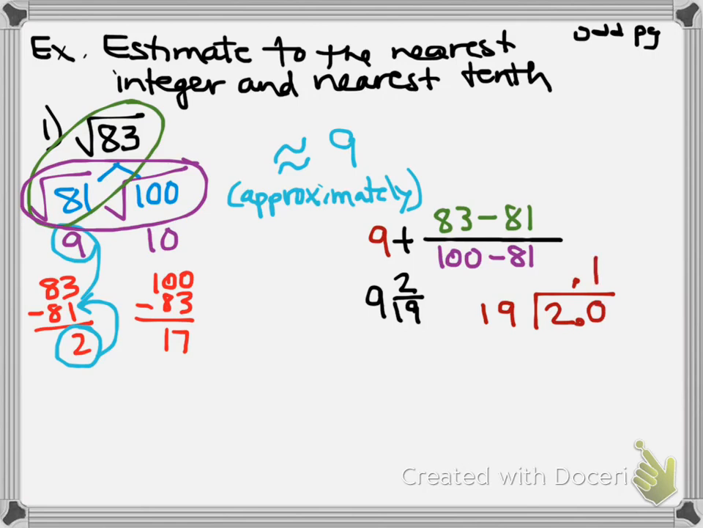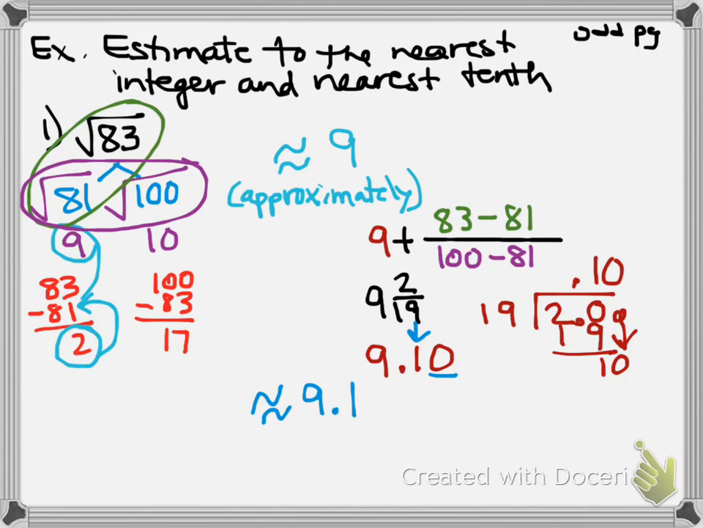19 goes into 20 once, with 1 left over. Actually, it's not 0.1 repeating. And that's as far as I need to go. If I want to round to the nearest tenth, I need to go to the hundredths column, because the hundredths number is going to tell me what to do. So at this point, this is what I have for an answer. But now I need to round to the nearest tenth. The 0 is in control. What does 0 do to 1? Keep it the same or bump it up to 2? Keeps it the same. So you would say for your final answer here, it would be approximately 9.1.